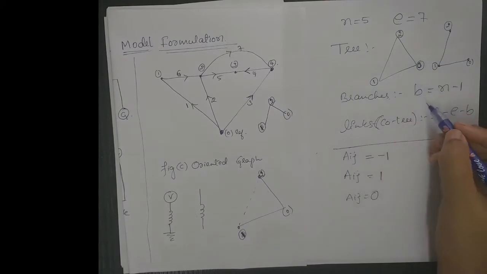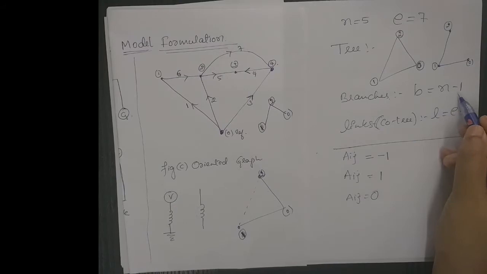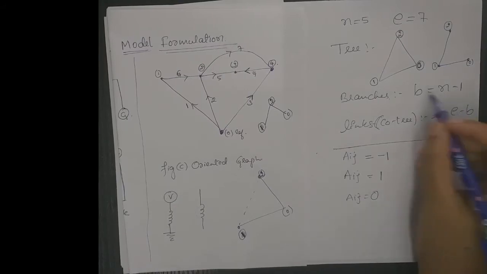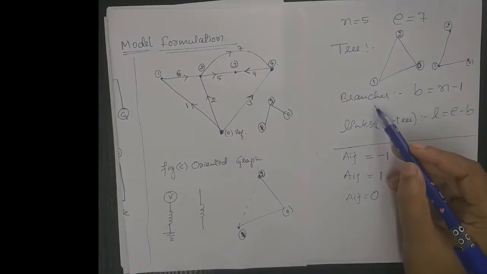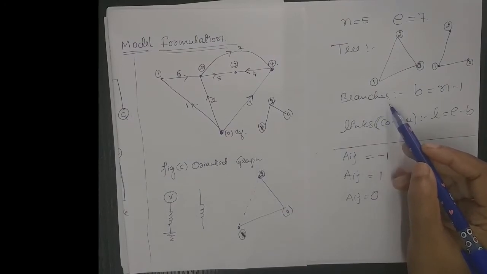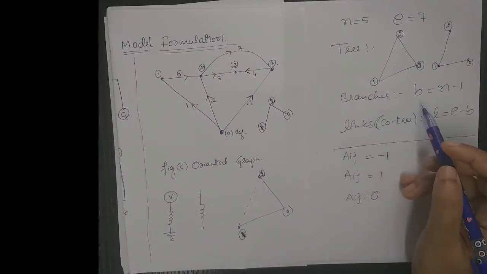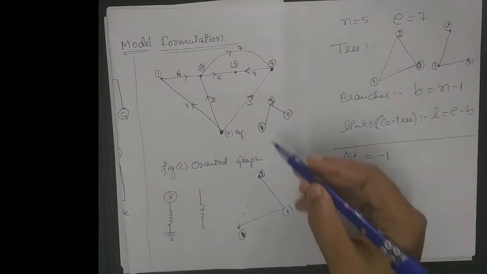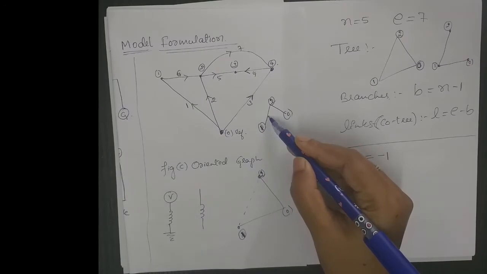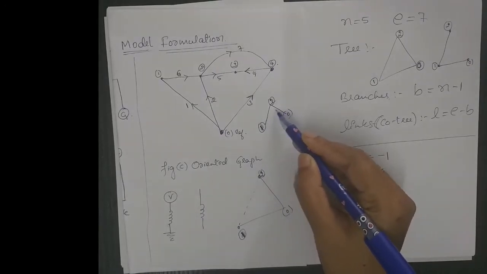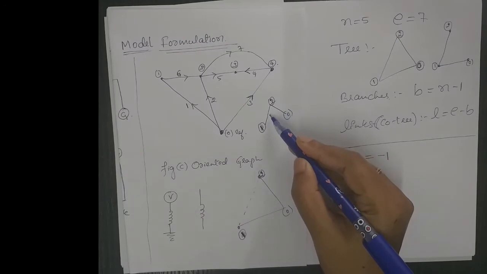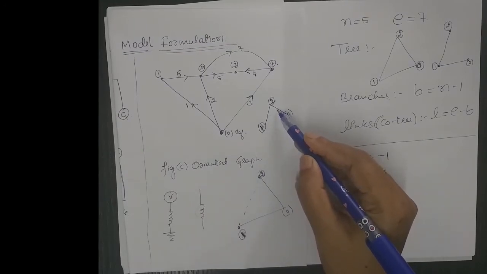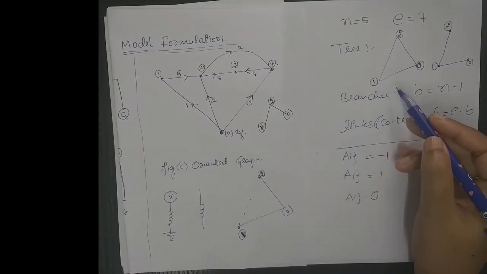Next, we have to calculate the branches. The formula to calculate the branches is b equal to n minus 1, where n is the number of nodes and b is the number of branches. What is a branch? The elements of the tree are called branches. In this particular network, these 2 elements of the tree are called branches and form a subset of the elements of the connected graph.